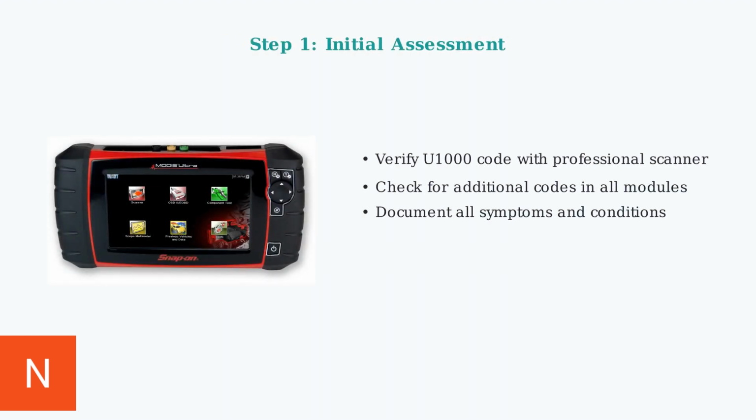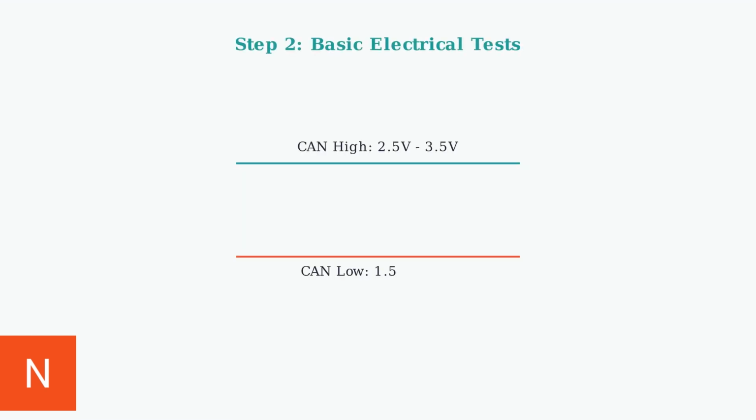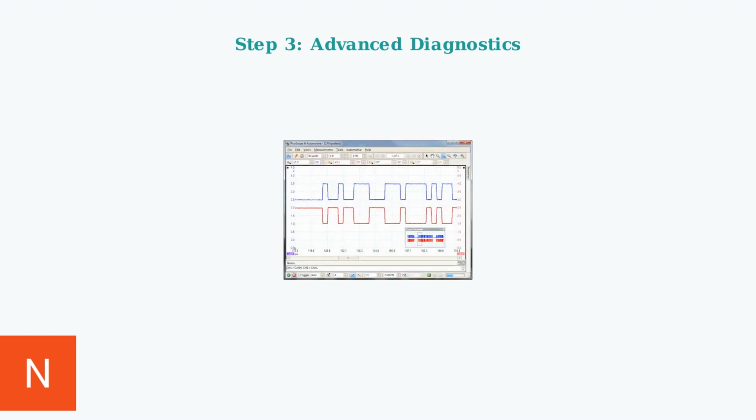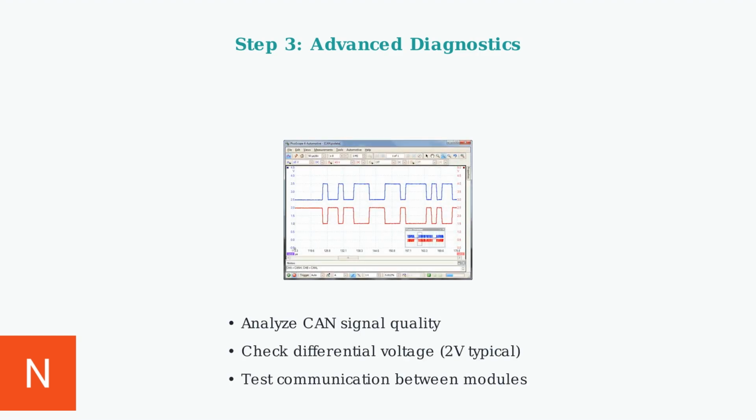The diagnostic process begins with an initial assessment using a professional scanner to verify the U1000 code and identify any additional codes across all vehicle modules. Next, perform basic electrical tests by measuring CAN high and low voltages at multiple points and testing termination resistance, which should read approximately 60 ohms across the CAN bus. Advanced diagnostics involve using an oscilloscope to analyze CAN signal quality and identify communication issues between specific modules. The oscilloscope reveals the actual signal integrity and timing.